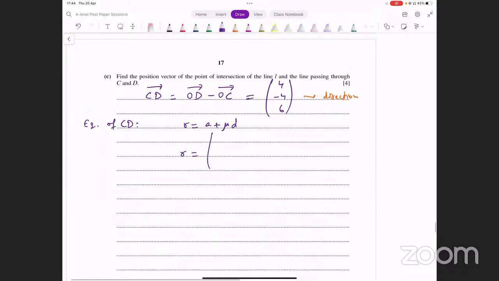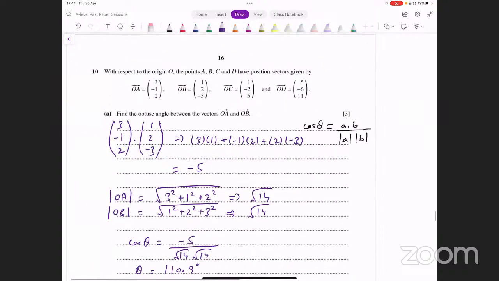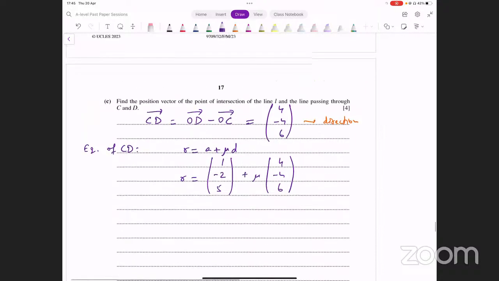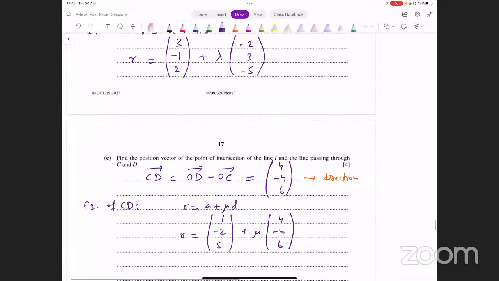CD की इक्वेशन आपके पास क्या आ जाएगी? The point is any one of these two. कोई भी एक पॉइंट का पोजीशन लिख लें यहाँ पे, OC या OD. Let's say अगर मैं OC यूज करता हूँ, that's 1, -2, 5. Let's write that down here. 1, -2, 5 plus mu into the direction which is 4, -4, 6. ये आपके पास दूसरी इक्वेशन आ गई, CD की इक्वेशन आ गई। अब आपको सिर्फ क्या करना है? इन दोनों इक्वेशंस को इक्वेट कर देना है। ठीक है?